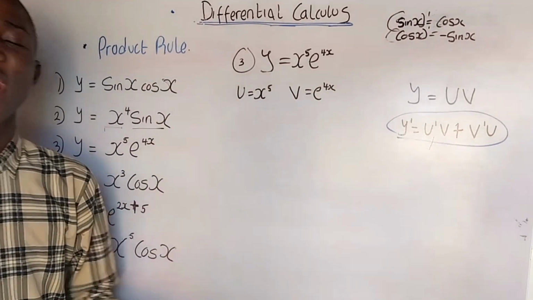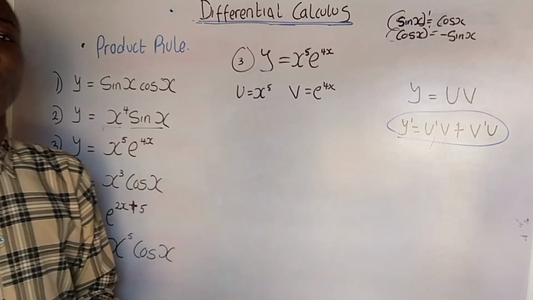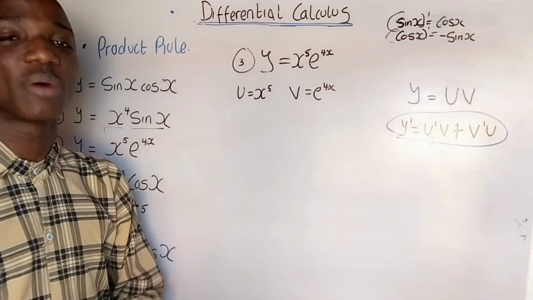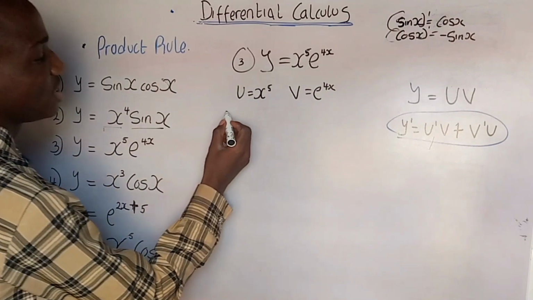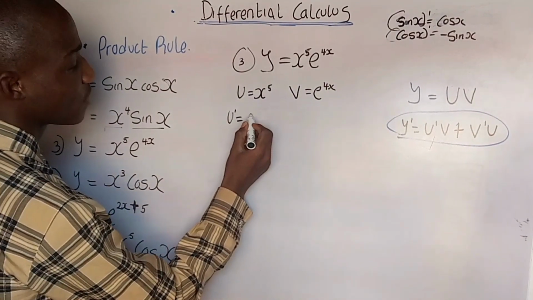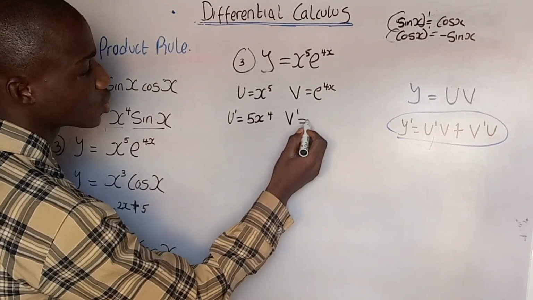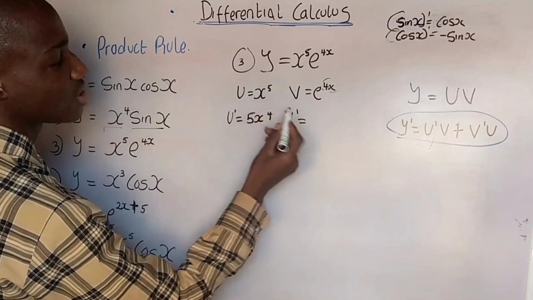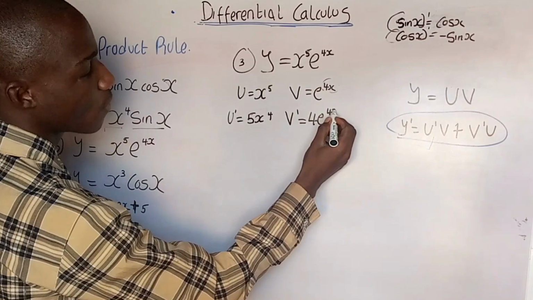In this case, we have an exponential function. Probably you have not watched my video on how to differentiate an exponential. You can proceed back to the channel and watch the video. Now let us proceed. The derivative of u is equal to 5x raised to the power of 4, and the derivative of v is obtained by differentiating the power and then multiplying it with the function itself, that is 4e raised to the power of 4x.